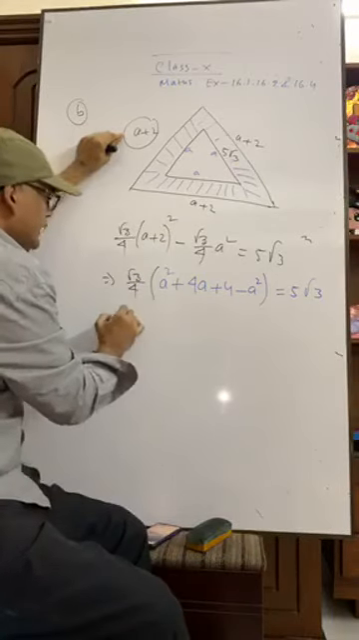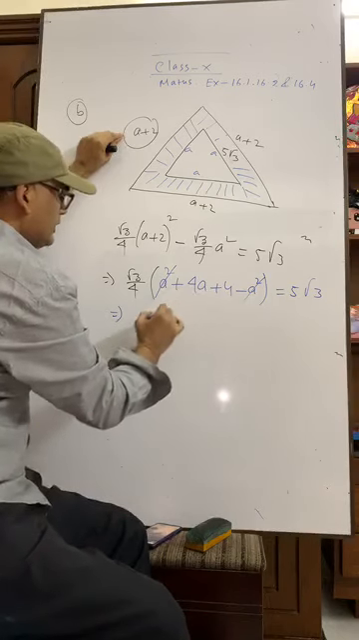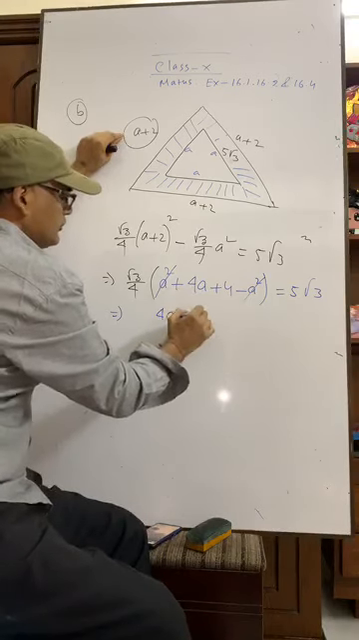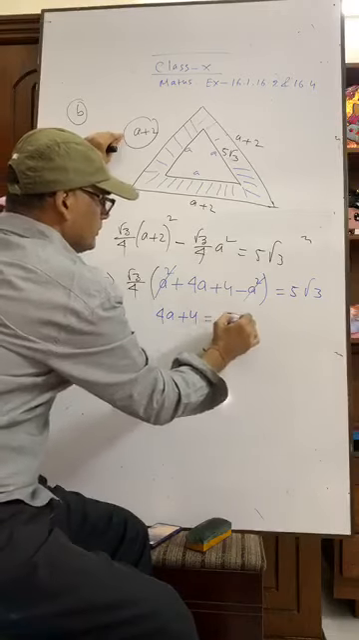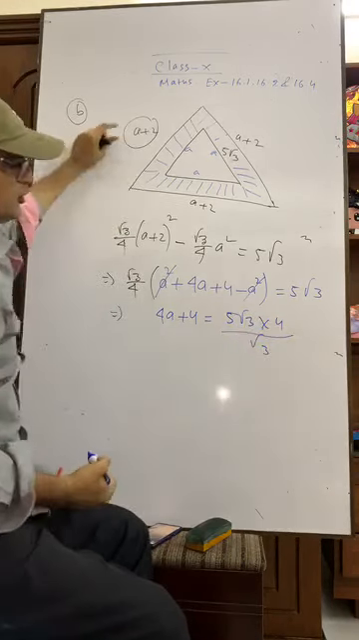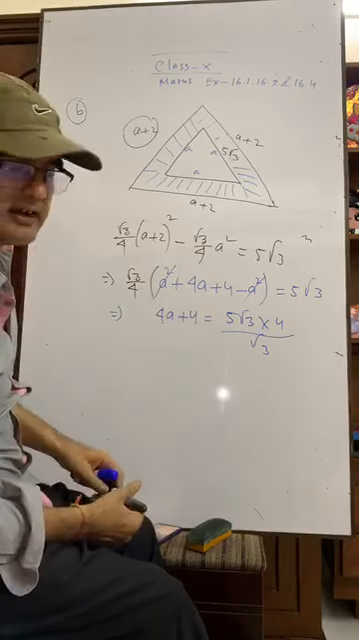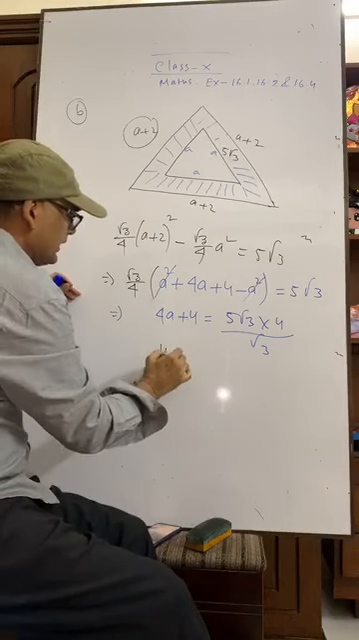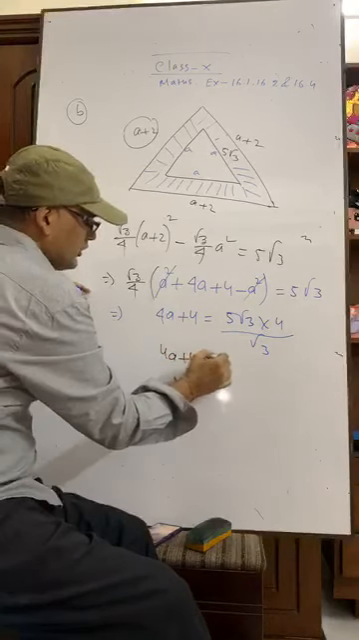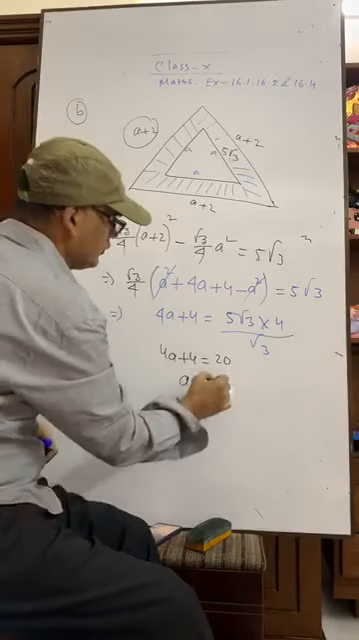Now this A square will be omitted. Now 4A plus 4 is equal to 5 root over 3 into 4 by root 3. So root 3 will be omitted and we will be left with only 20 on the right hand side. That means 4A plus 4 is equal to 20. So A equals 16 by 4, that is 4.